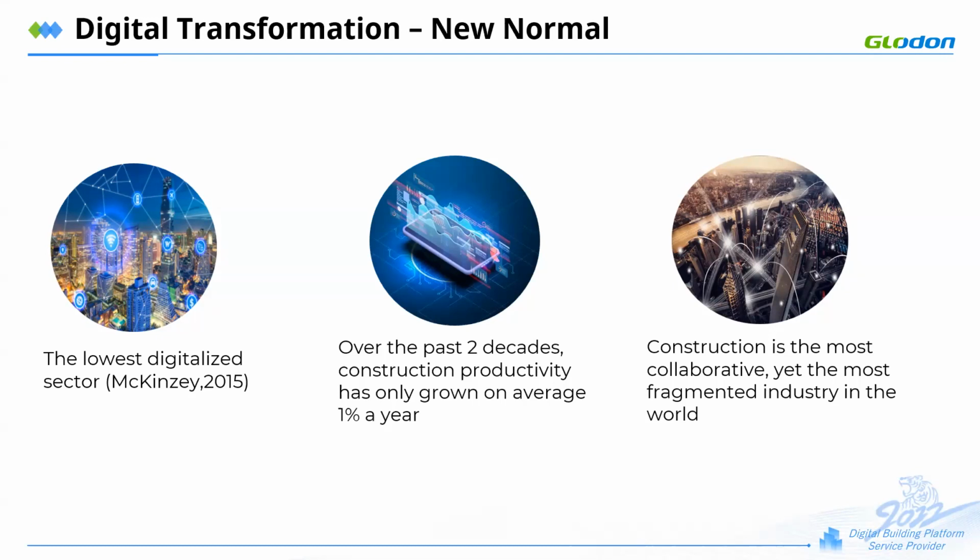Over the past 2 decades, construction productivity has only grown on average 1% per year. So we have a great responsibility as construction professionals. Think hard. Construction is the most collaborative yet the most fragmented industry in the world. So this is a collaborative industry, and we have to work collaboratively. Therefore, building information modeling is very important.